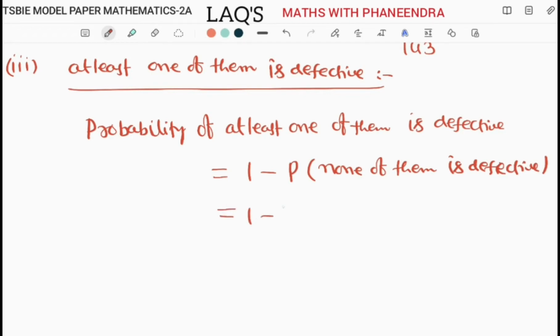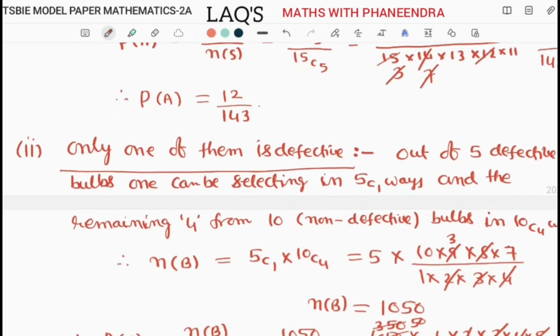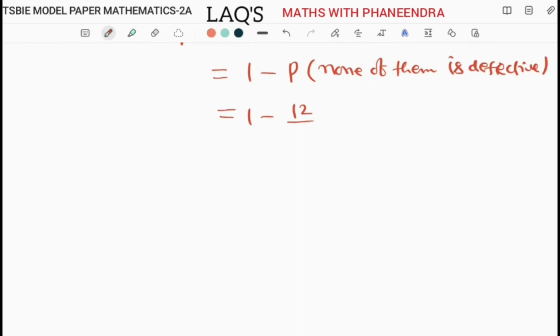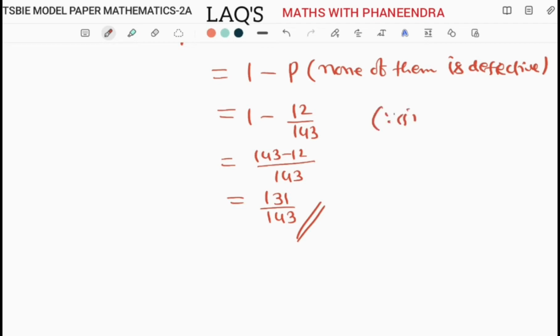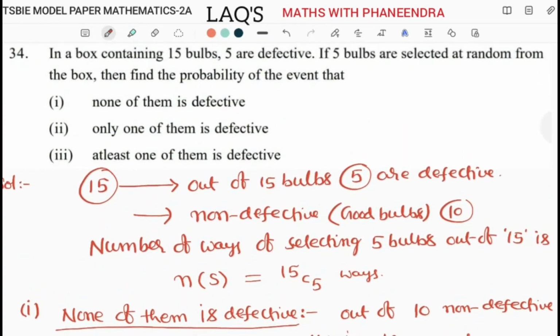So 1 minus the probability that none of them is defective. We already know that none of them is defective is 12 by 143 only. So directly we can write 12 by 143. So which is equal to, LCM is 143, 143 minus 12, which is equal to 131 by 143. None of them is defective means from the first result we have 12 by 143. I hope you understand, students. Go through that slowly; you need to understand the question and do it thoroughly.